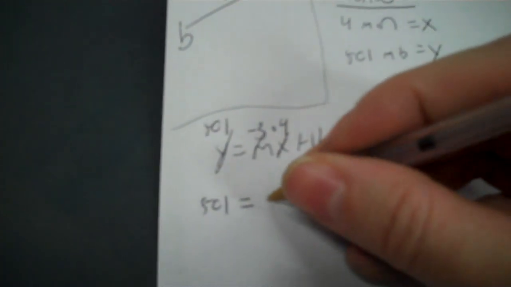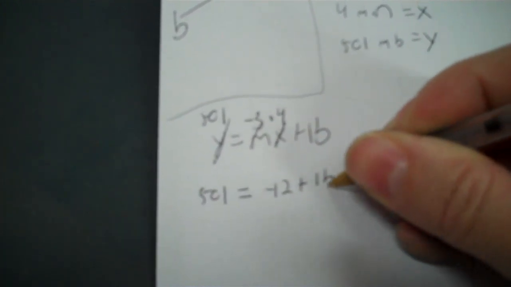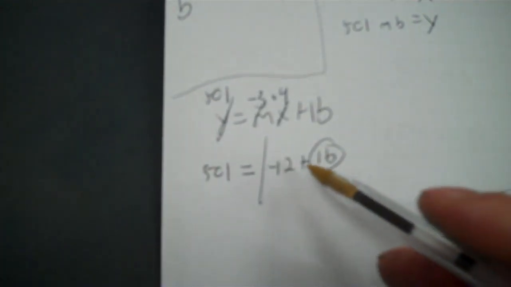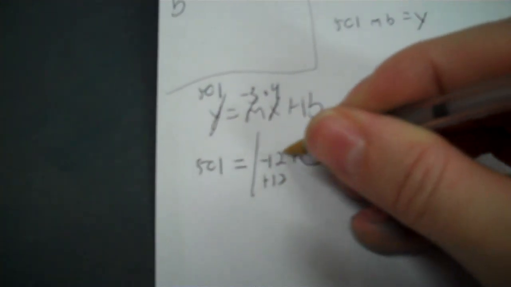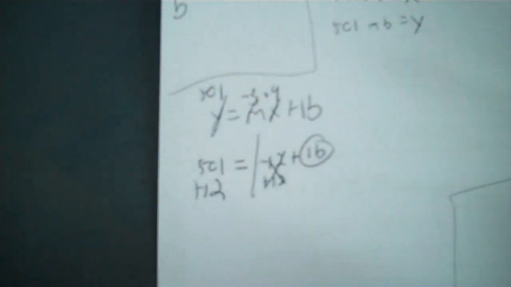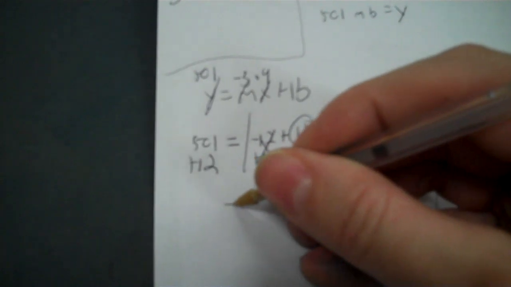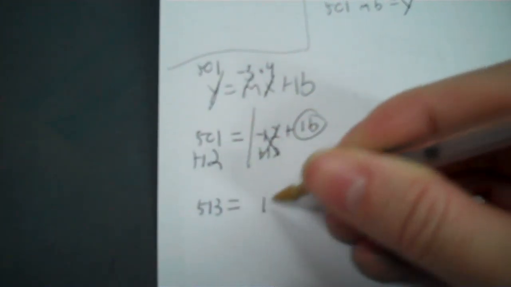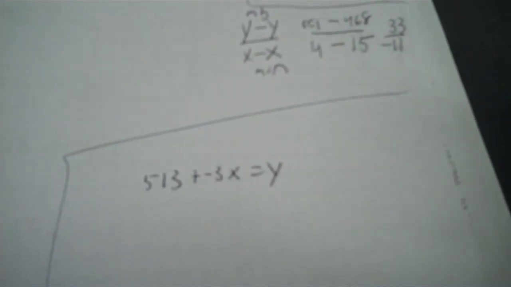Okay, so I got 501 to start with, and that's negative 12 plus 1b. Get the negative 12 to a 0 by adding 12. And that's 513. So 513 equals 1b, equals y. All right, now you can write your equation. 513 plus negative 3x equals y.